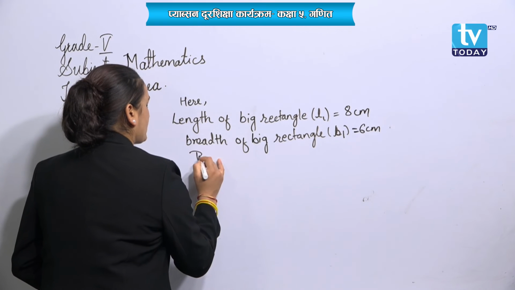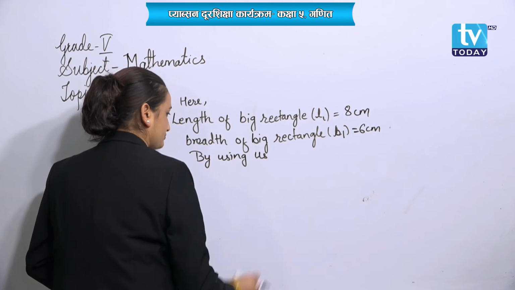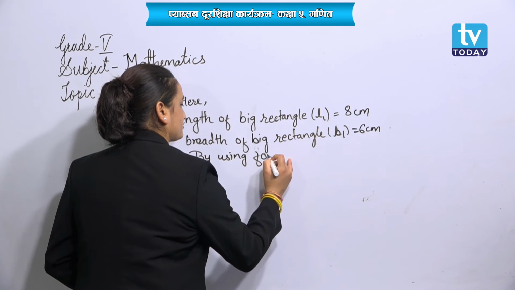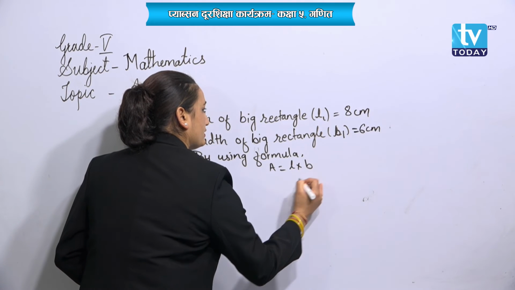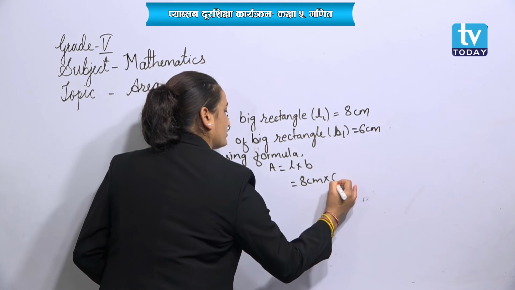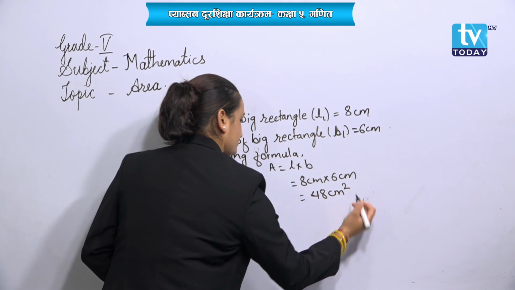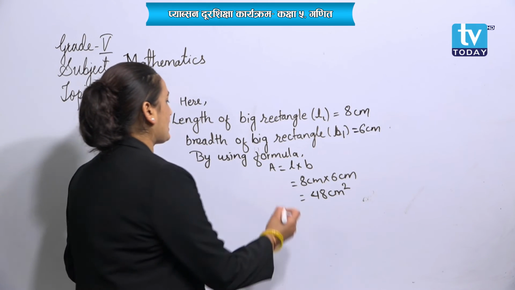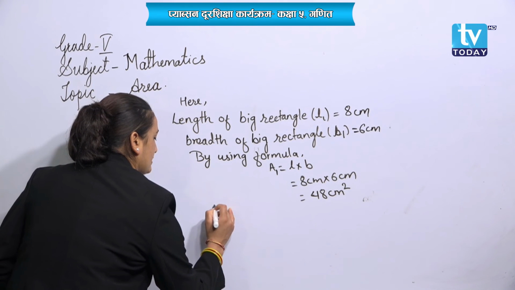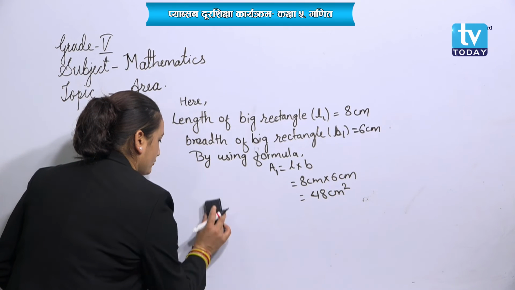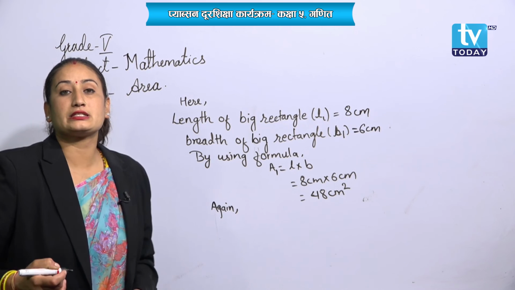So by using a formula, we can find out the area. A equals L into B, that is 8 cm into 6 cm equals 48 cm square. This is the area of the bigger rectangle, A1 I am writing. Same like this way, again we can write for the area of a small rectangle.